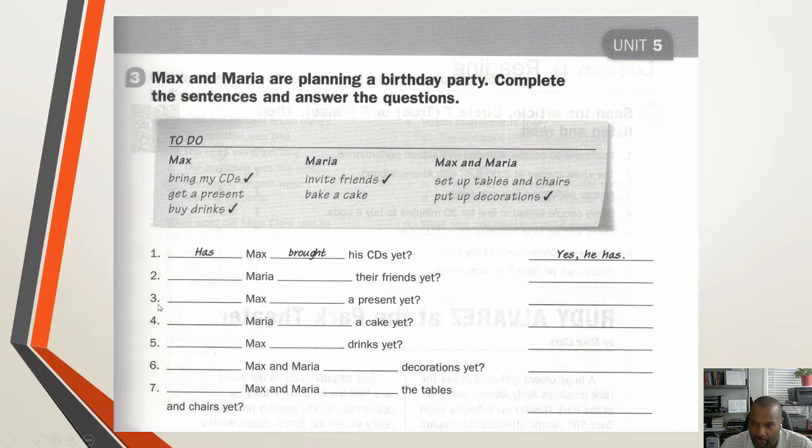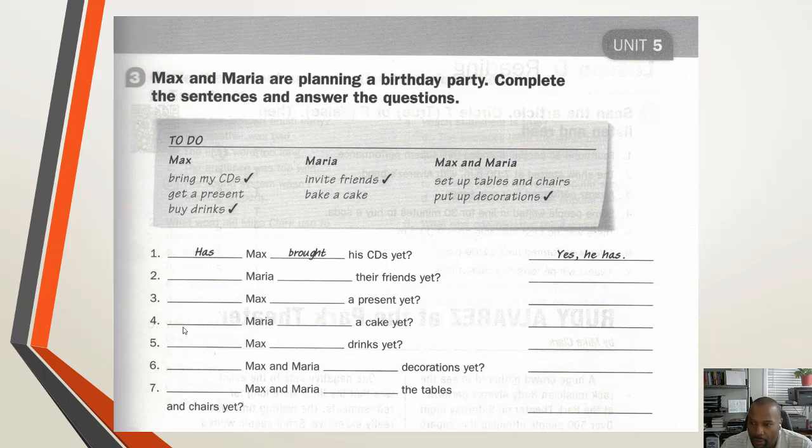Okay, number 3. Has Max blank a present yet? So he was supposed to get a present. It's not checked. So has Max gotten a present yet? You can also say brought or bought, sorry. Has Max bought a present yet? Or I just use what they put here, get. Has Max gotten a present yet? And that's not checked, so I said no, he hasn't.